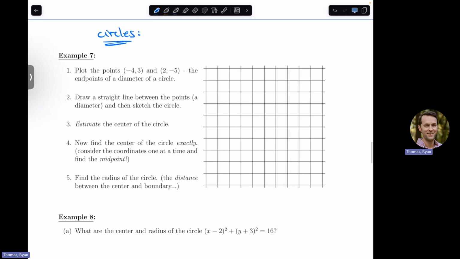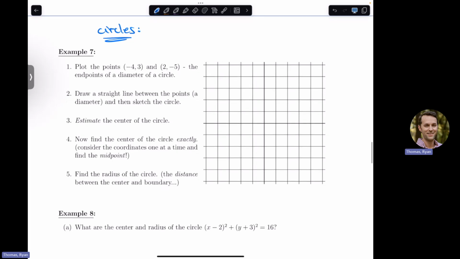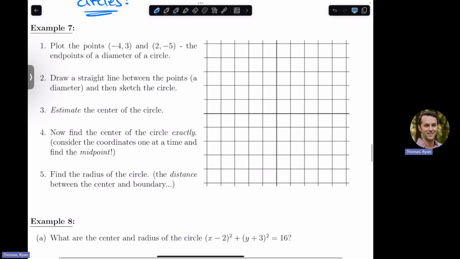Okay. So plot the points -4, 3, and 2, -5. And actually, let's just take a few minutes for you guys to think through this stuff here. Plot those points. Those are going to be the endpoints of a diameter. So sketch your circle in, connect them with a straight line, and then see if you can make some estimates about the center and the radius.